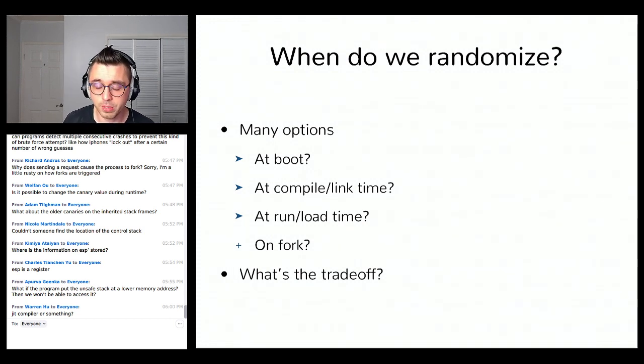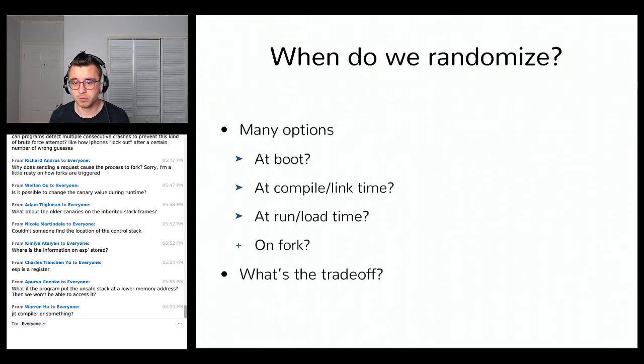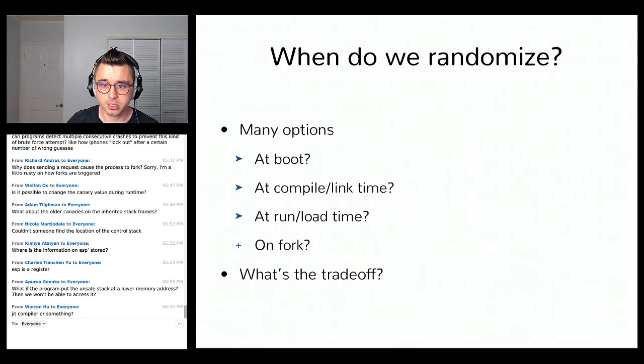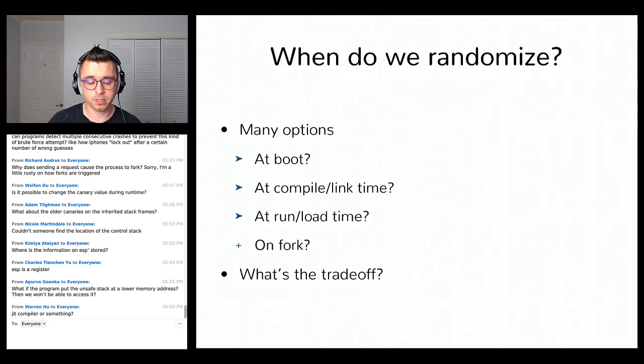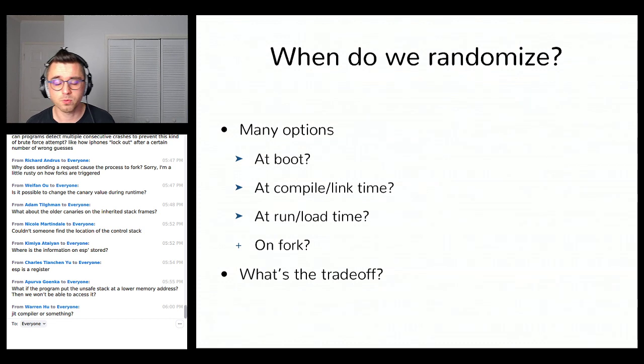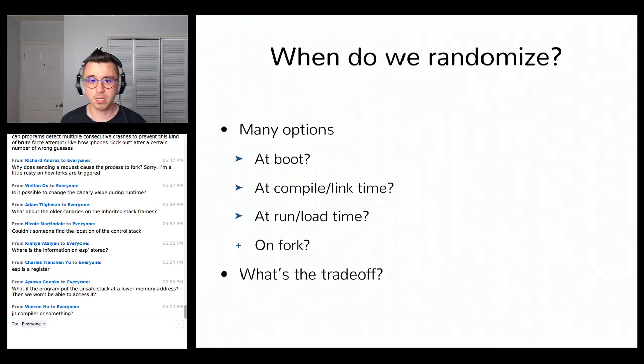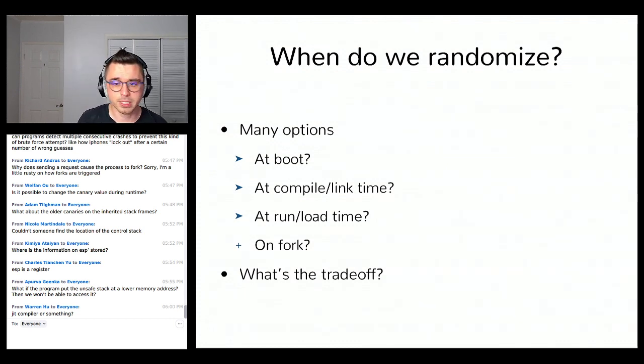So for a while, all we did was randomize at boot time. But nowadays, whenever your program starts up, it starts up at a different location, and the different segments that we randomize will vary as well. So for a while, we didn't randomize the text segment. That turned out to be a bad idea. And nowadays, we randomize that by default as well. And the trade-off is basically performance.